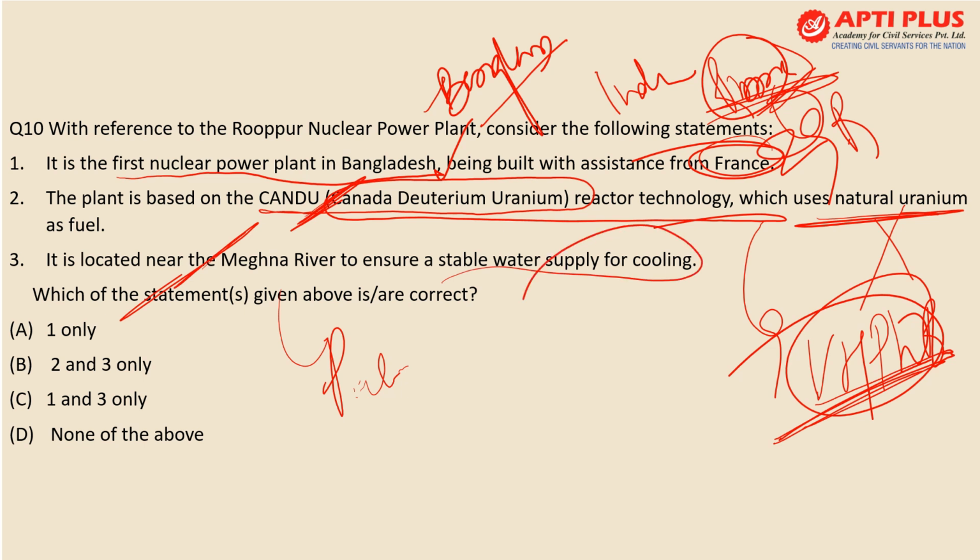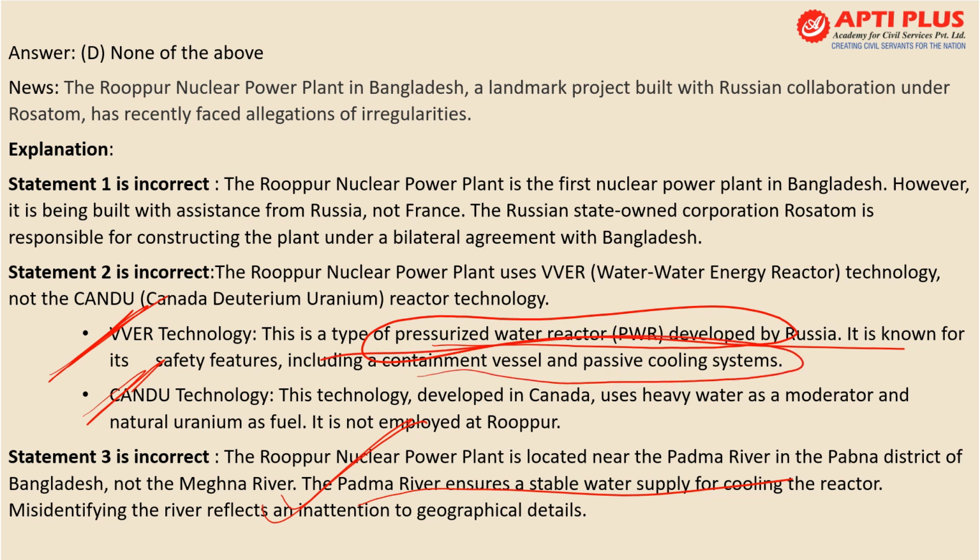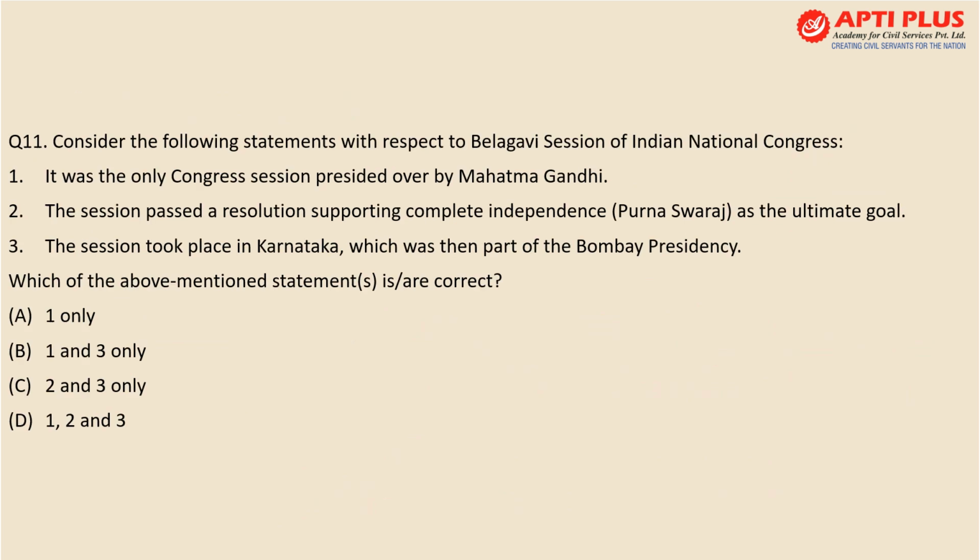So हमें ज्योग्राफी भी पता होनी चाहिए, मेघना पद्मा कौन सी रिवर है, कहाँ से फ्लो कर रही है. So it's based on Padma River. It's not on CANDU technology, but pressurized water reactor developed by Russia, and it is much safer technology because its containment vessels are very strong. Apart from that, it's built with respect to Russia's help. Why is this in news? Because certain irregularities have been alleged on this nuclear plant. So this was in news.